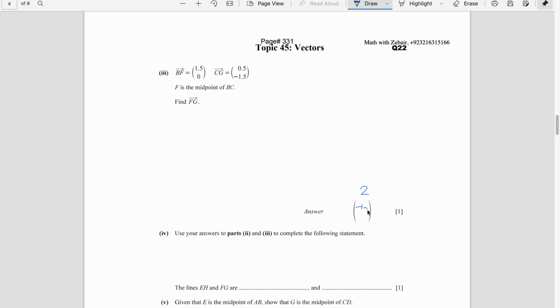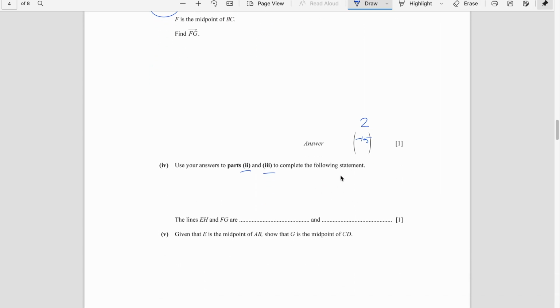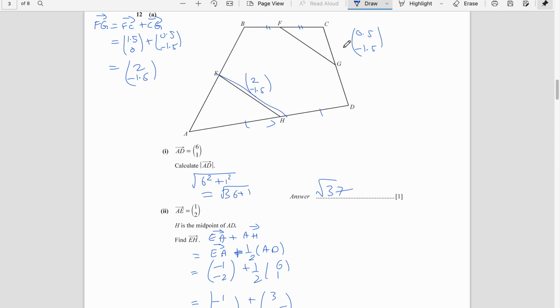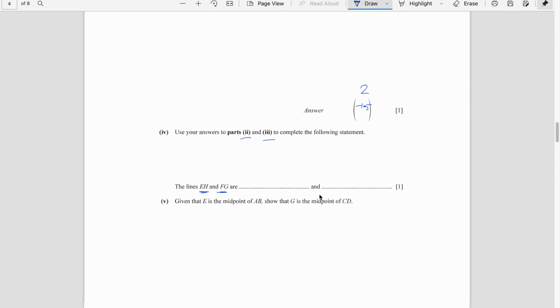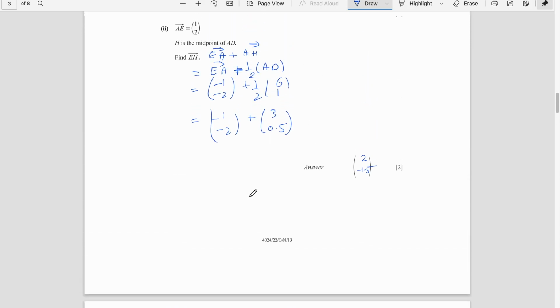So 2 and -1.5. Next part says use the answer to part 2 and part 3. This is 3 and this is 2. 2 minus 1.5, 2 minus 1.5. Both are the same vectors, so that means they are parallel. So what we write about line EH and FG. So this line right here, EH and FG, because both vectors are the same, the base vector is also the same and the numbers are also the same, so they are parallel and equal.